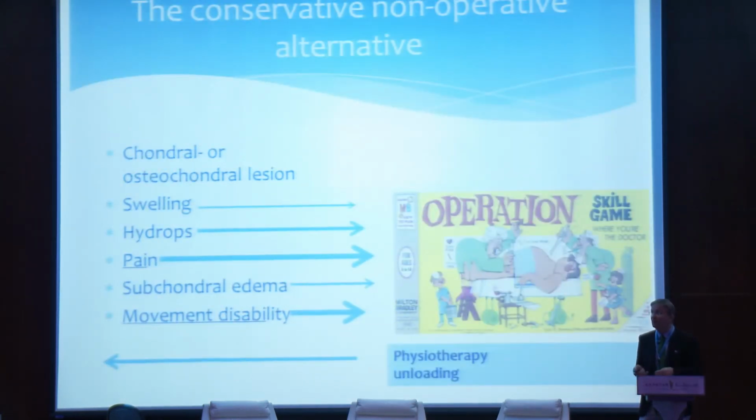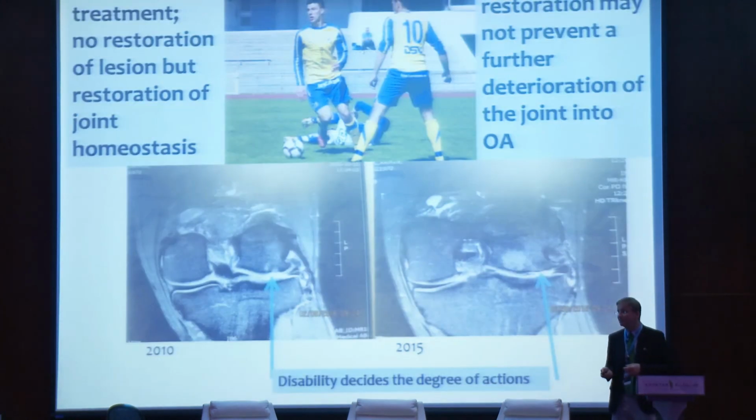So for me to treat patients conservatively, I have to look at the patients with the different types of symptoms. If the patients have a degree of pain and movement disability, I certainly would go into the operative mode. But if the patients have no pain, just hydrops or swelling after sport, we may go the conservative way. So it's a balance between conservative treatment and operations.